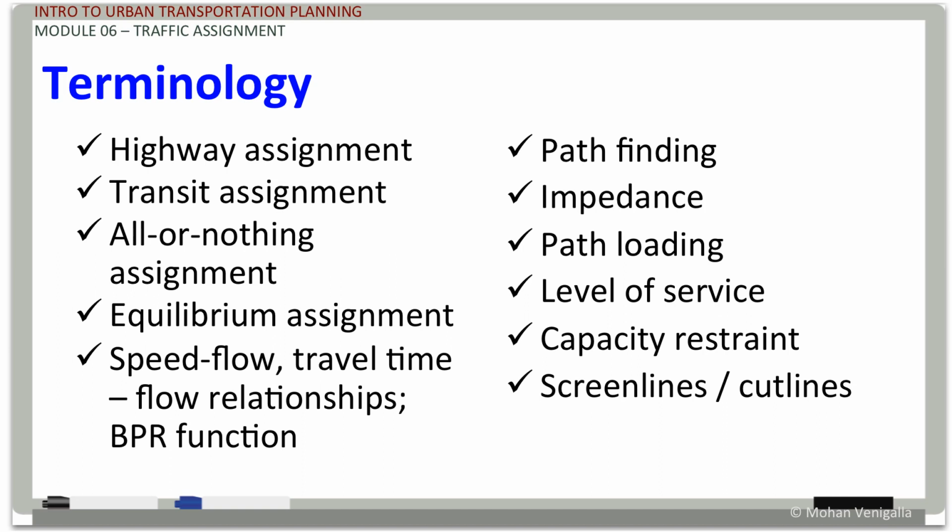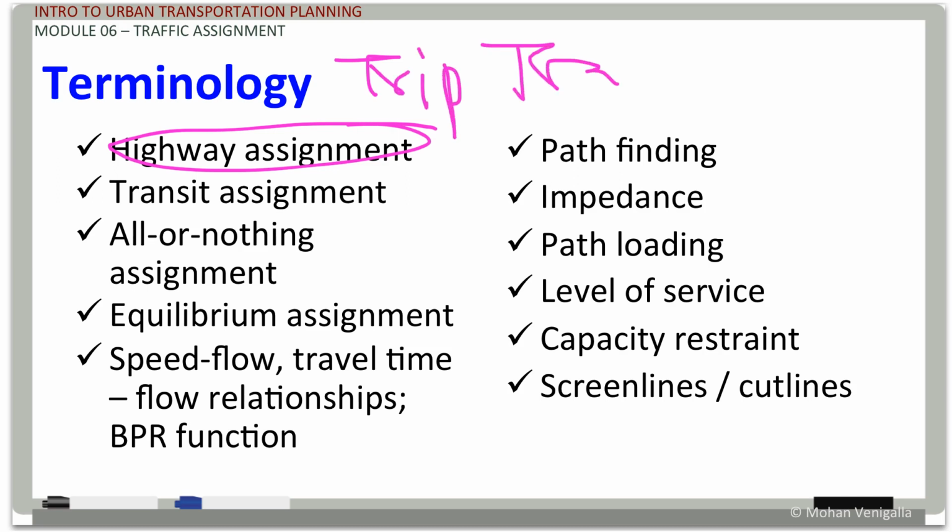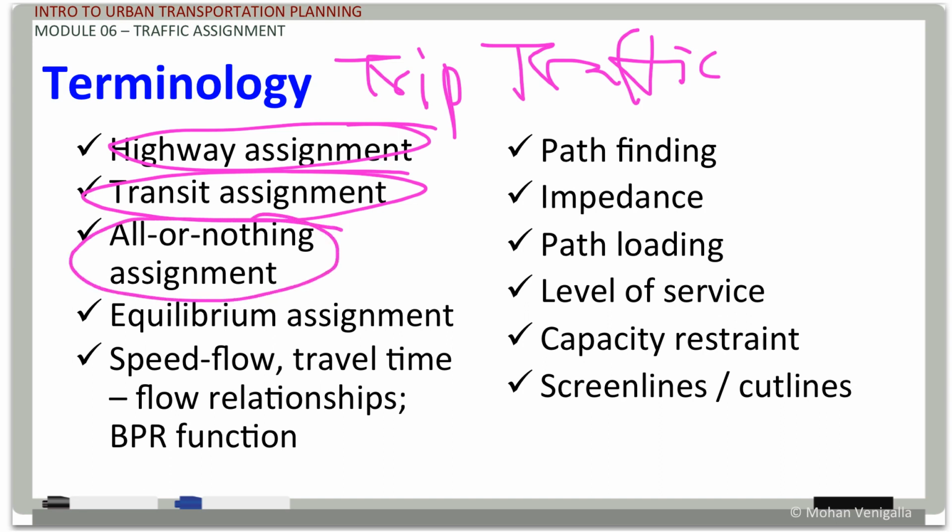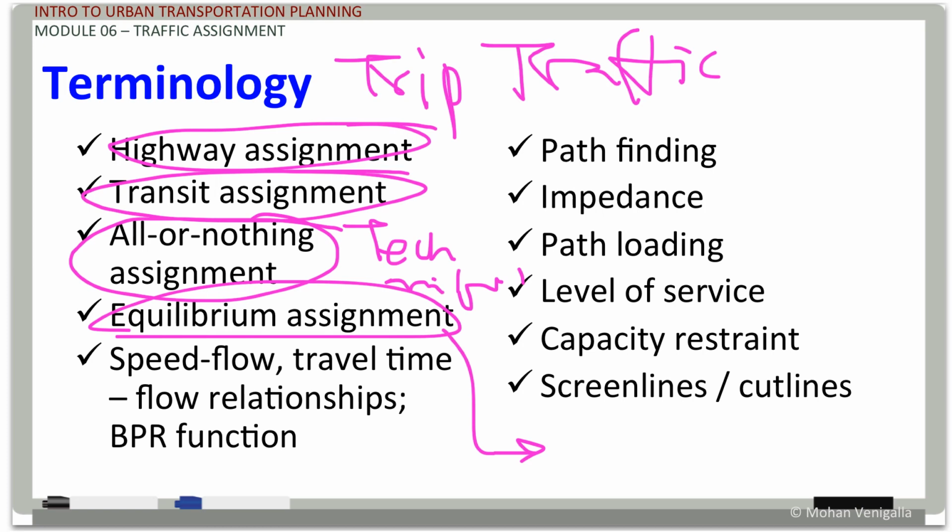So let me give you a quick terminology recap. It's highway assignment. We call it trip assignment, traffic assignment, traffic assignments, etc. And then transit assignment is a whole different animal. All or nothing assignment is a technique which you are going to learn. Equilibrium assignment is part of your chapter 8 of Mannering and Kilareski. I'm sorry, not Kilareski, that author is no longer on that book. So Mannering and Washburn.